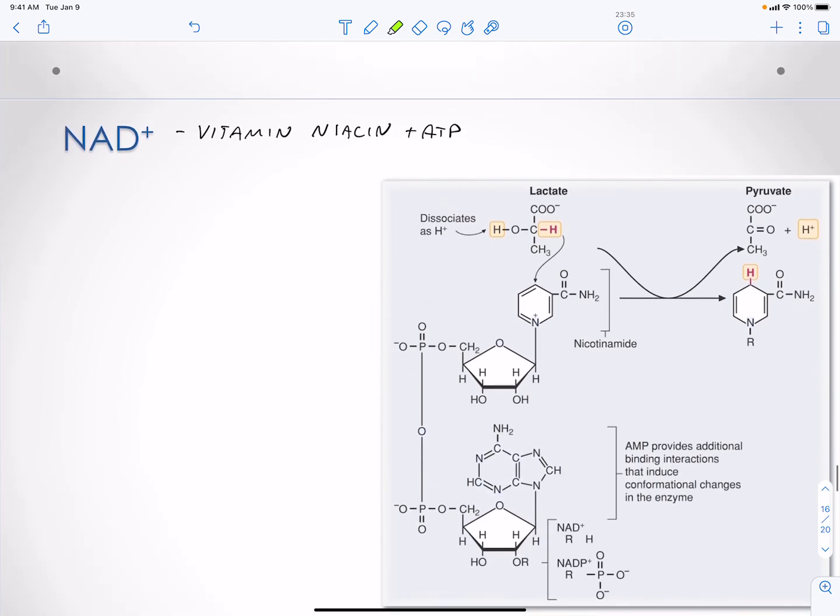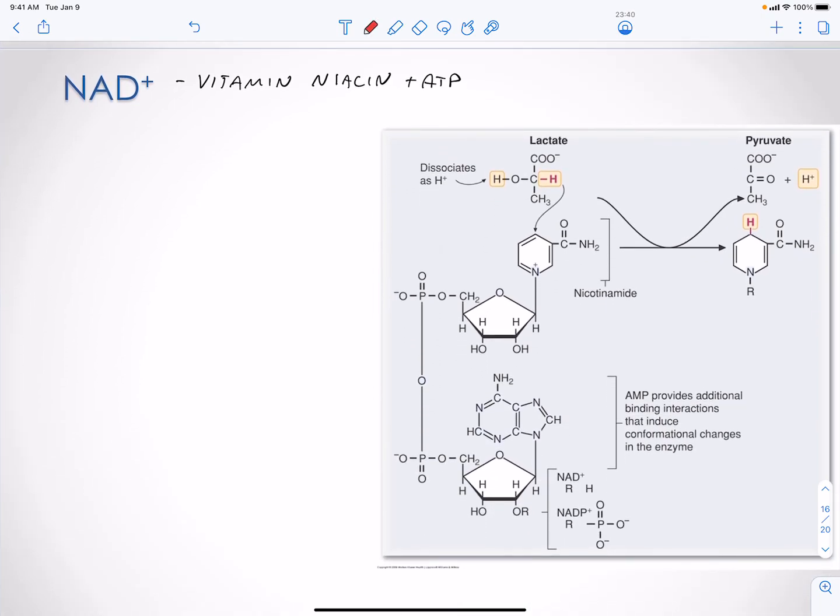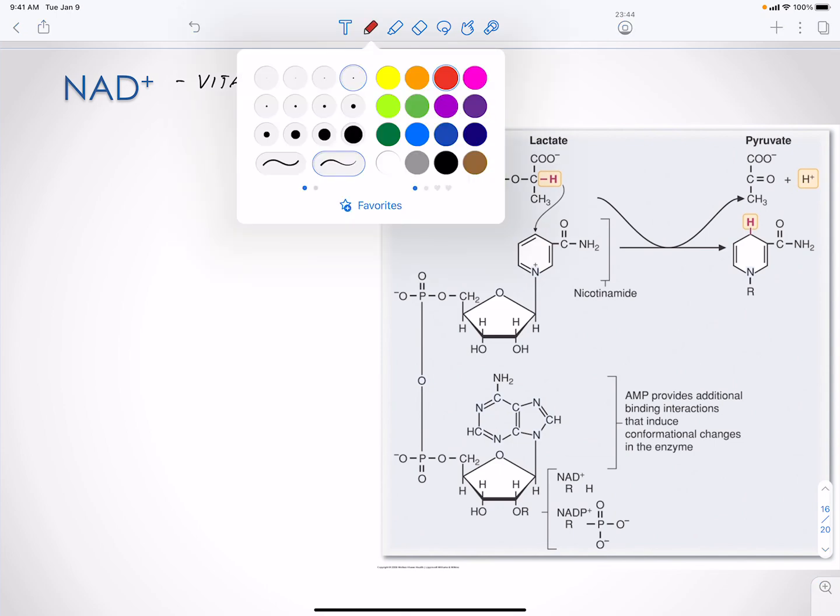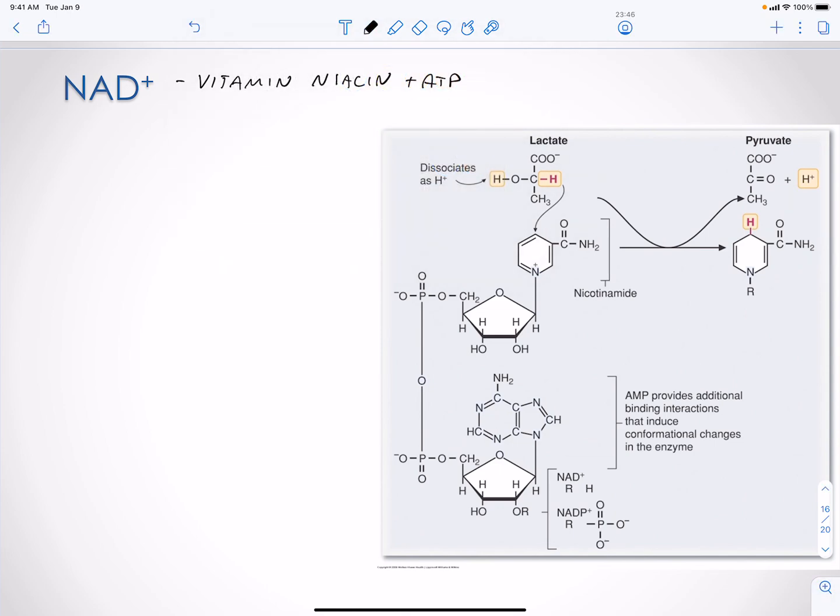Now, an example of this is NAD. NAD is made from the vitamin niacin with ATP. An example of an enzyme that's going to use this is going to be lactate dehydrogenase.